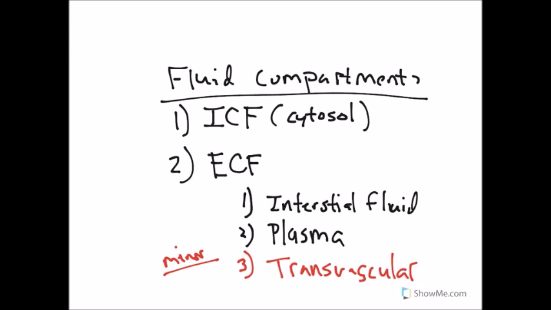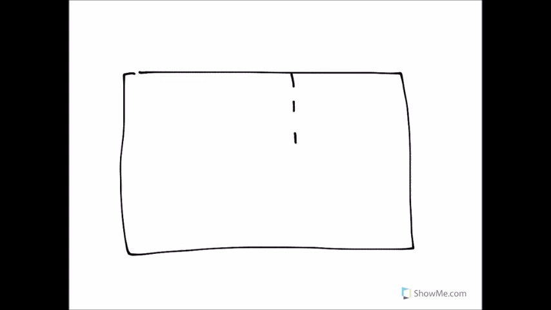So let's graphically look at this and imagine if we had total body fluid, all the fluid in a human body right here in this box. And in this box, if I were to draw a dotted line here representing a cell membrane, abbreviated CM for the cell membrane, then we have separated our fluids into the two main compartments, the intracellular fluid, the ICF, and the extracellular fluid, the ECF.